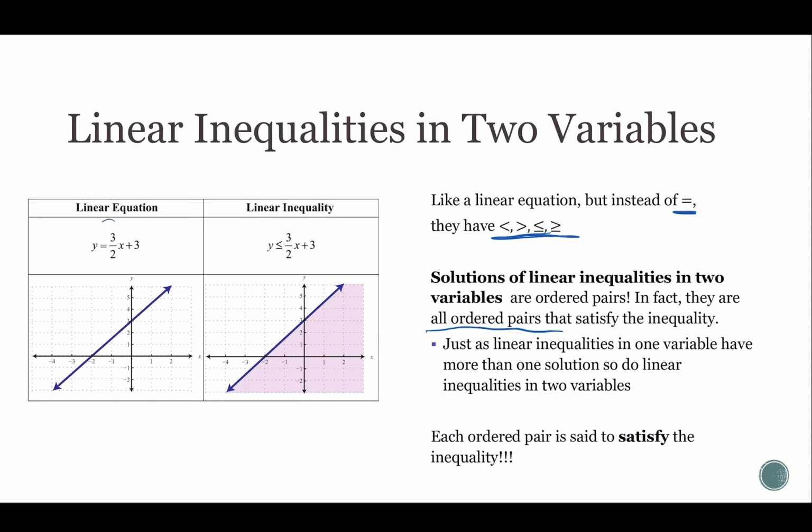So here I have y equals 3/2 x plus 3 as a linear equation. And here I have y is less than or equal to 3/2 x plus 3. Because it's equal to, our line is in our solution, but it's less than, so I also need to shade all the points that make that a true statement. And I'm going to show you guys how to pick which side to shade using the test point method.